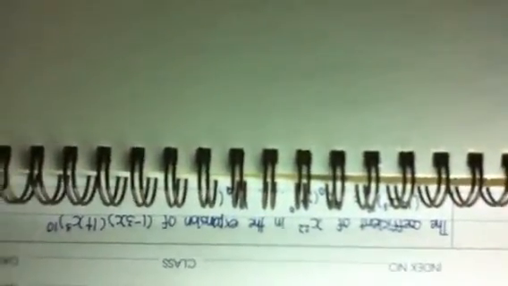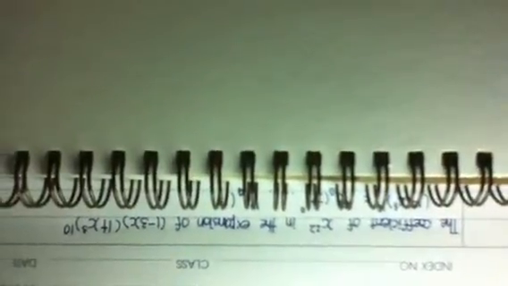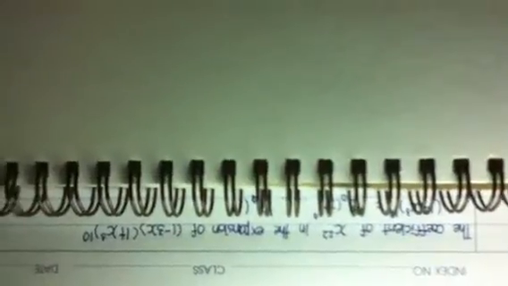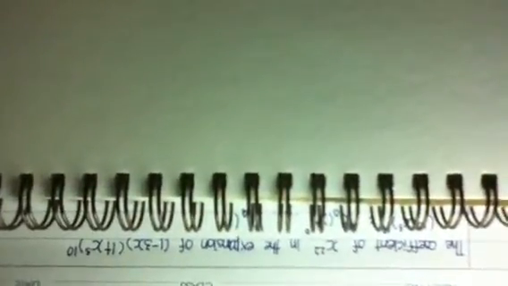Okay, so for the first example, we will try to find the coefficient of x to the power 22 in the expansion of (1 - 3x)(1 + x^3)^10. Although this question may seem very difficult, it's actually very simple and it's only pseudo difficult.